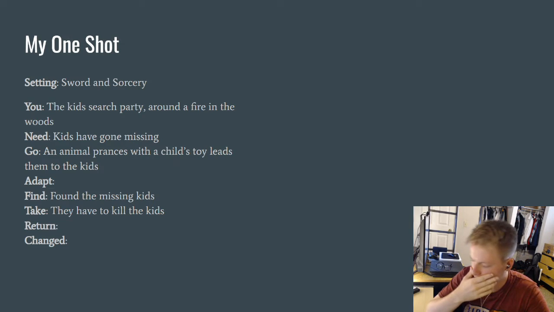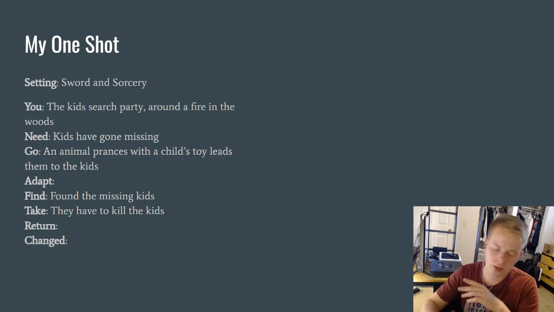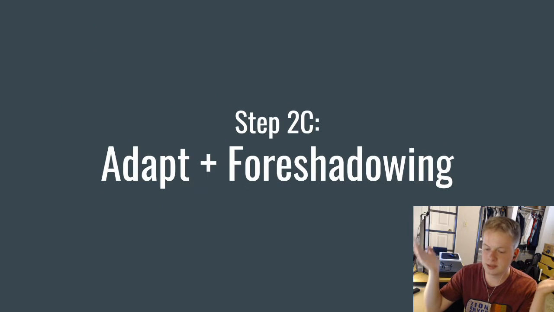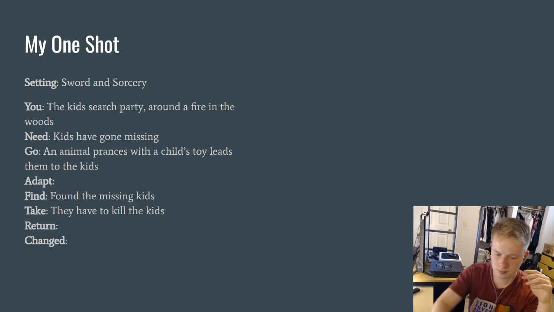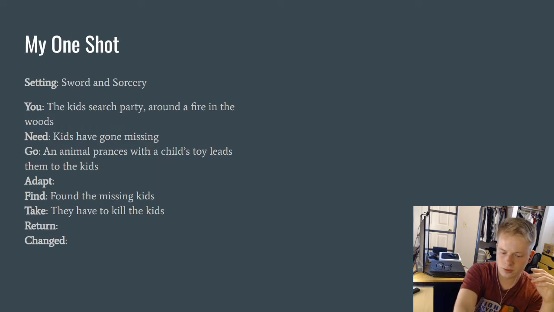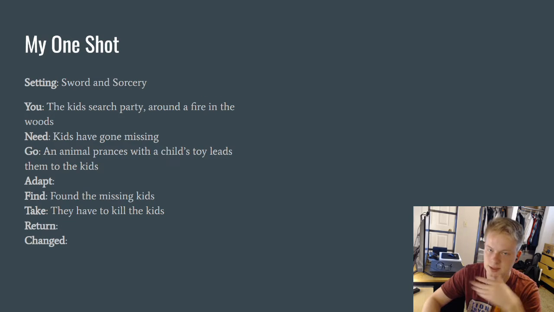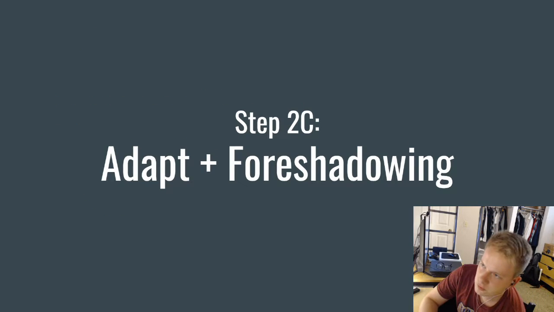No, we'll save that for later, actually. Right now I'm just outlining stuff, too. So I've got my U, my need, my go, my find, my take. Step 2C, adapt and foreshadowing, all right? So now, the fourth spoke in my story wheel is adapt. Adapt and foreshadowing.